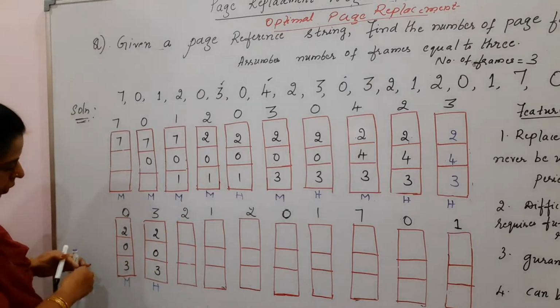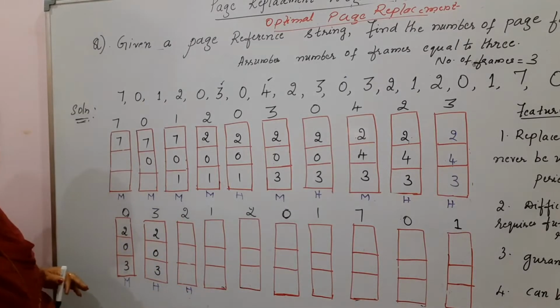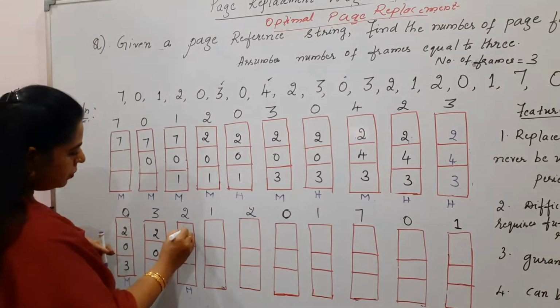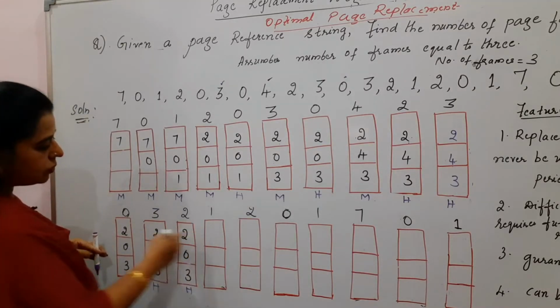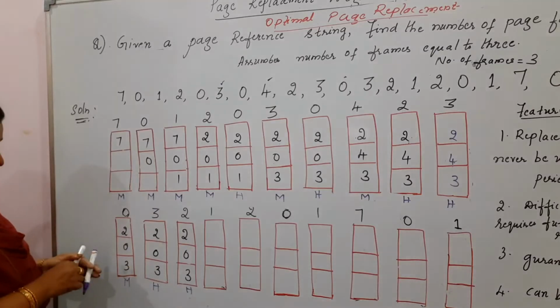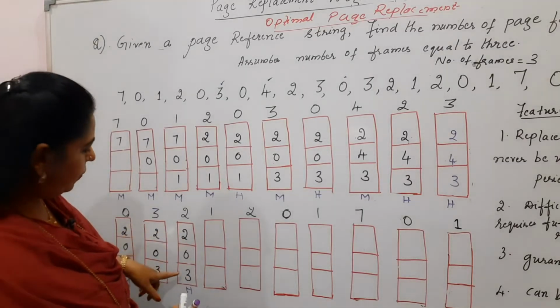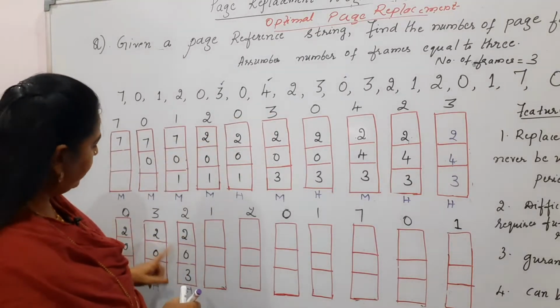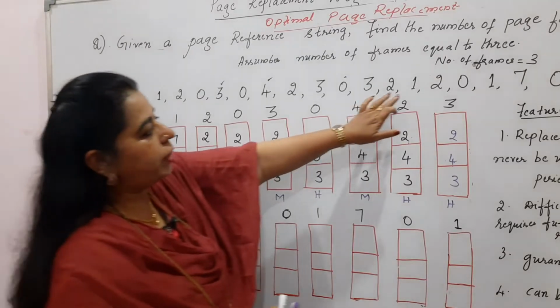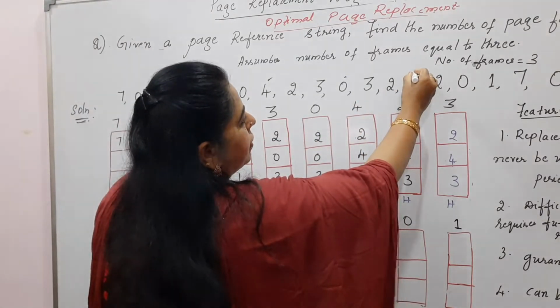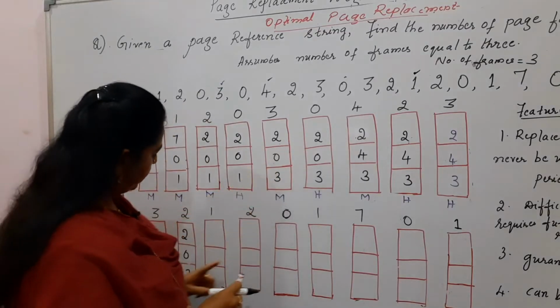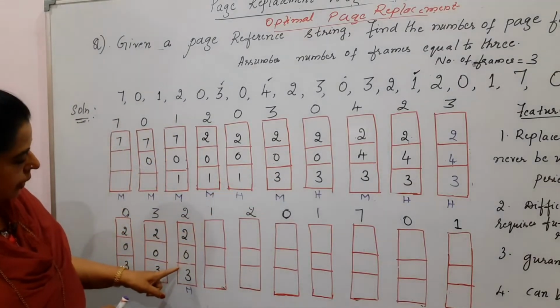Next is 2. It is already there, so it is a hit; write H. So it will be 2, 0, 3. Next is 1, which is not there, so now you have to select a page to replace. The tip I am giving you is to always go to the reference string and see what corresponds to this one. Now you have to see which page to replace to put this one inside the physical memory.